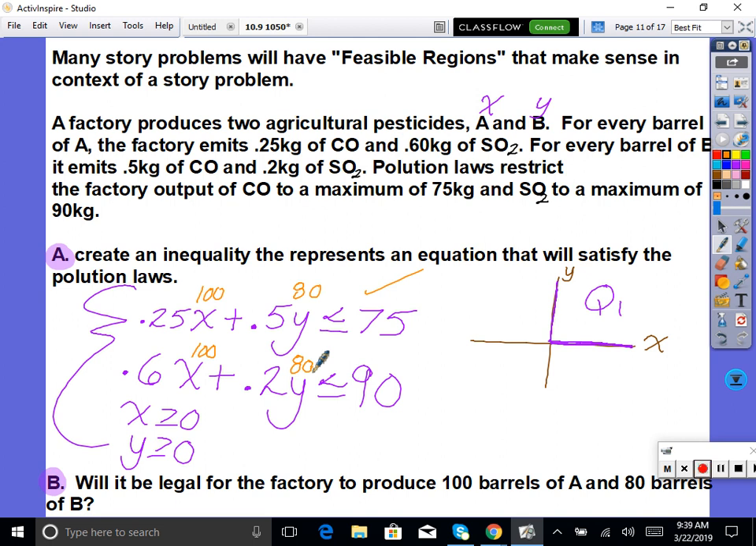I'd rather solve this one by plugging in than graphing it and seeing. So you would plug it in, and you would see that this is a true statement and this is a true statement. Therefore, yes, it is still legal for them to produce 100 barrels of A and 80 barrels of B in a day. Make sense? Or in an hour or whatever it was. Okay, cool. It works for both. So let's move on to our next problem.